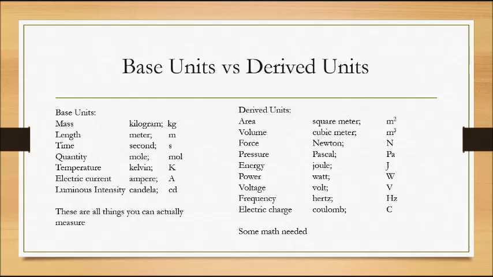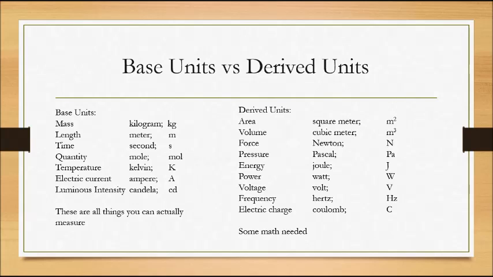So, the first thing you need to know is the difference between a base unit and a derived unit. This information here I copied out of the book, basically from page 18, so you can either pause it here and jot this down, or look in the book on page 18. That's where you can get this exact same information you're seeing here.